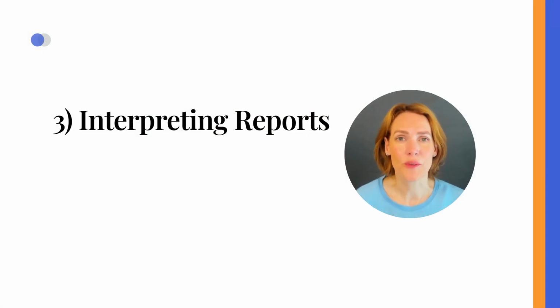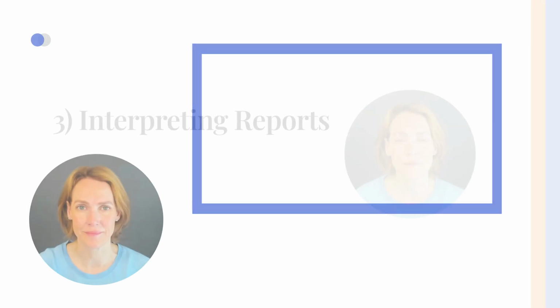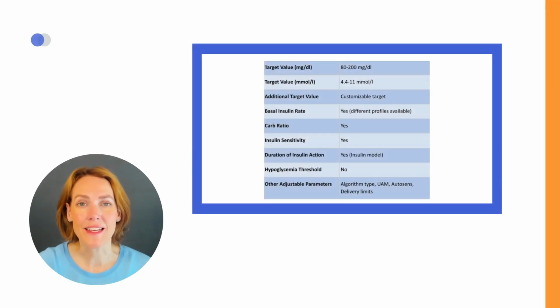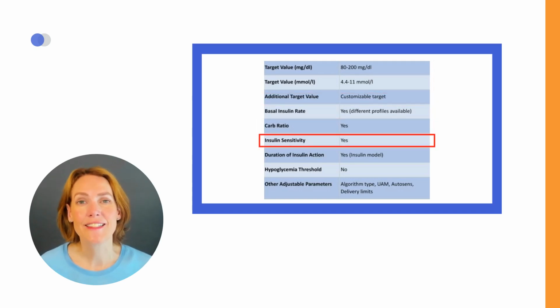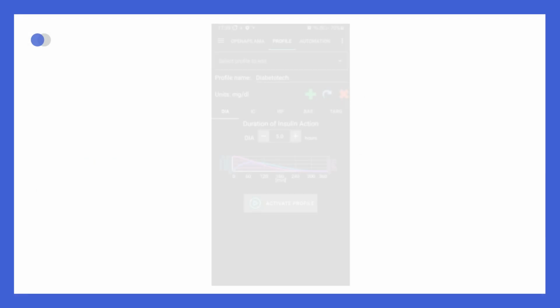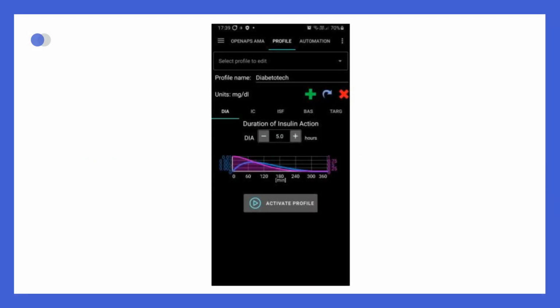3. Interpreting reports. In AndroidAPS, the main parameters that can be adjusted are the target value, basal insulin rate, carbohydrate ratio, and insulin sensitivity. This can be done within the Profile tab in the AndroidAPS app if you tap on one of the subtabs.